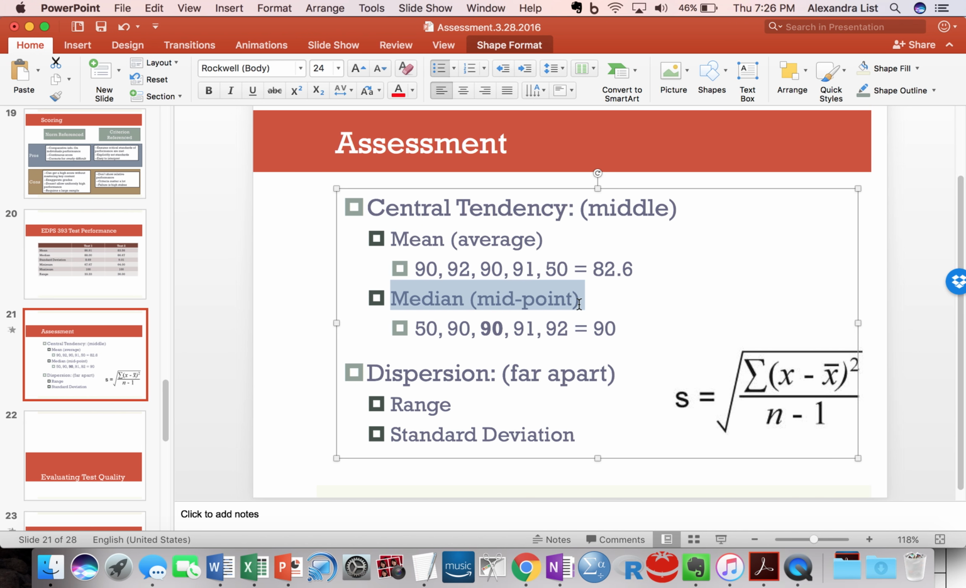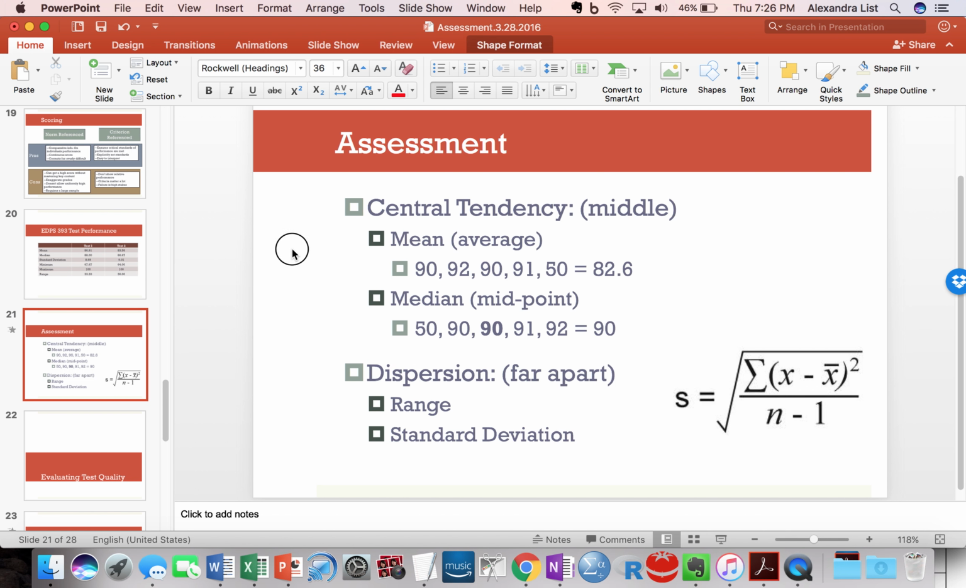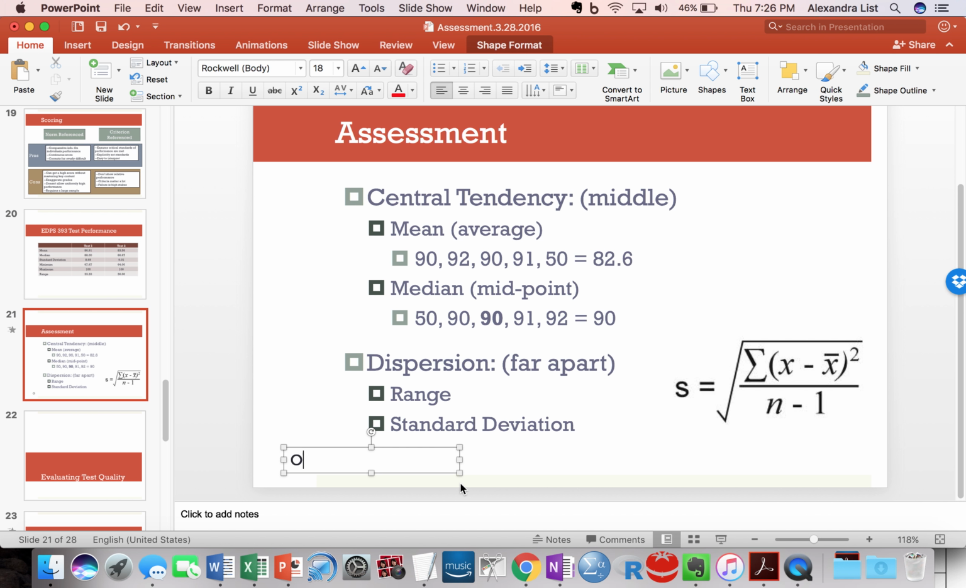And so the reason that we look at the mean and the median is because the mean is more influenced by outliers. And by outliers, let me just put a text box over here, I mean extreme scores. And we'll talk about a more technical definition for that. But for now, we can talk about outliers as extreme scores, either extremely high or extremely low. And so in this case, the 50 would be the outlier.